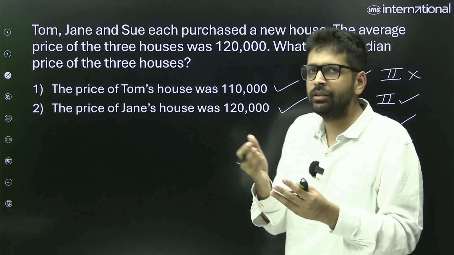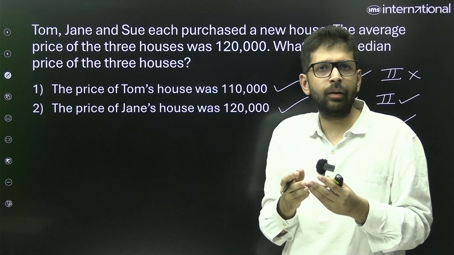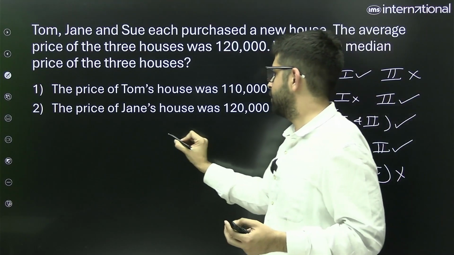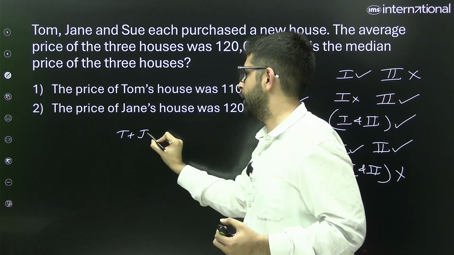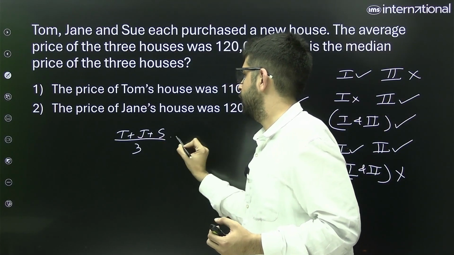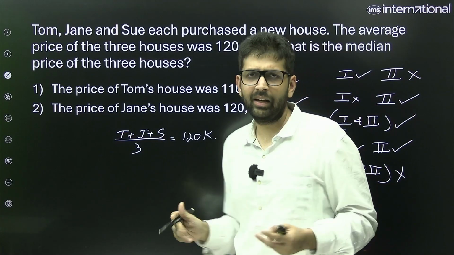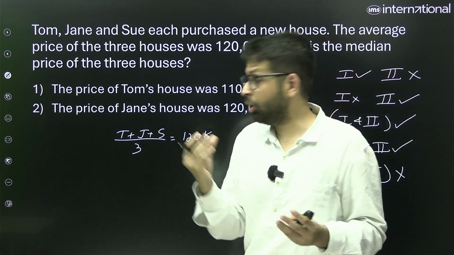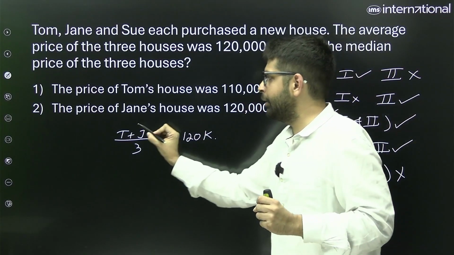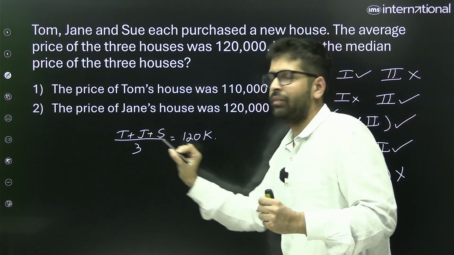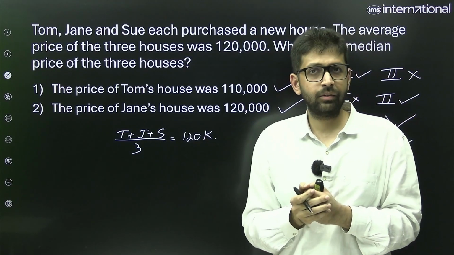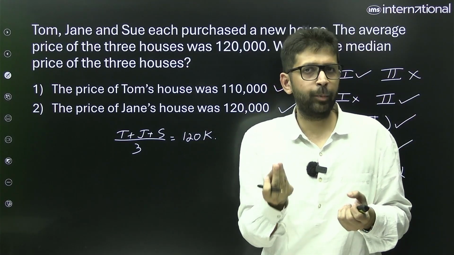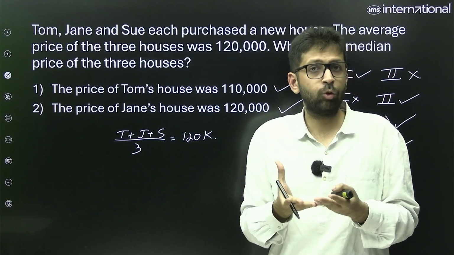I can see that there are these 3 people, T, J, and S, and each of them has purchased a new house, and the average price was 120,000. So something along these lines: T plus J plus S over 3 was equal to 120k. Maybe this might be helpful for us to solve what is the median price of the three houses. For that to happen, I need to know the value of T, the value of J, and the value of S. After that, I need to arrange them in ascending order, and the middlemost value is going to be my median. That is how we have been calculating median so far.